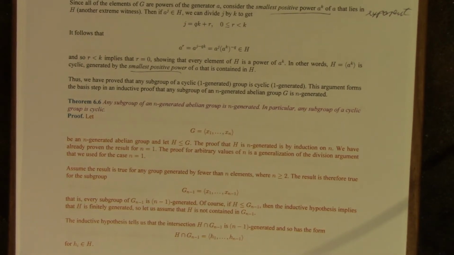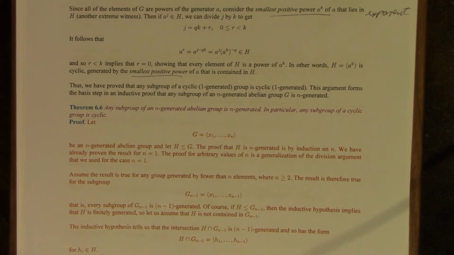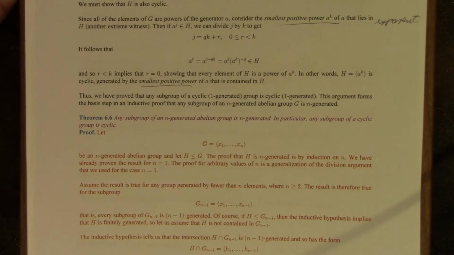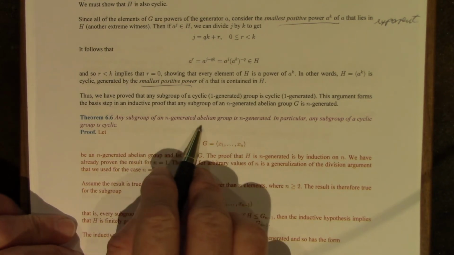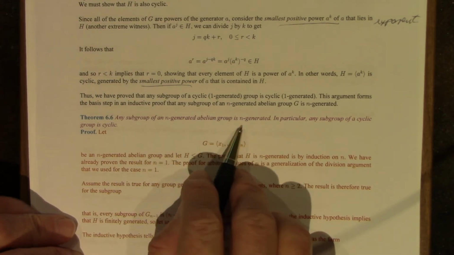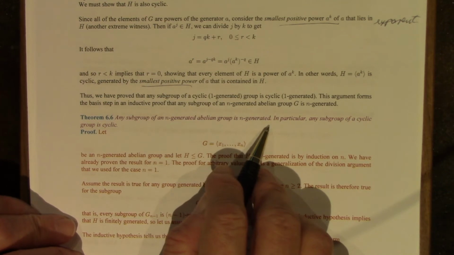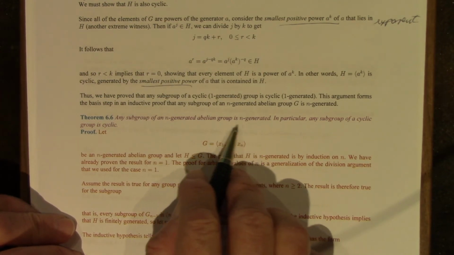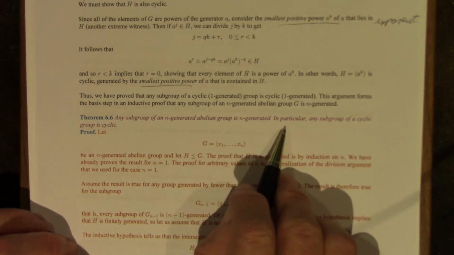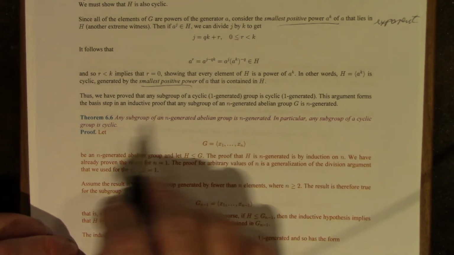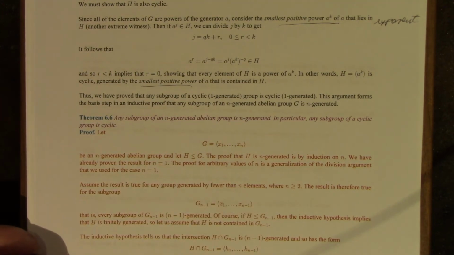Okay, this argument that we just gave for cyclic groups provides the basis step for an induction that will work for n-generated abelian groups. So here's the theorem. Any subgroup of an n-generated abelian group is n-generated. And it may be generated by fewer than n elements, but that's not our concern right now. And in particular, any subgroup of a cyclic group is cyclic. That's what we've just proven.